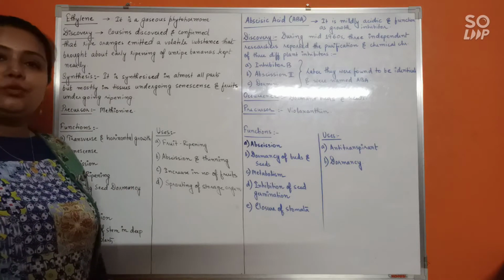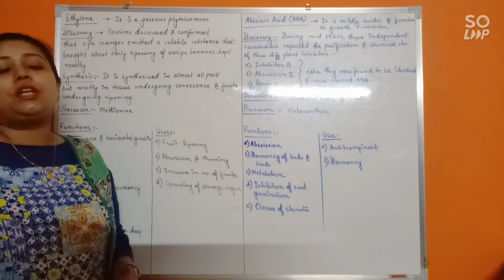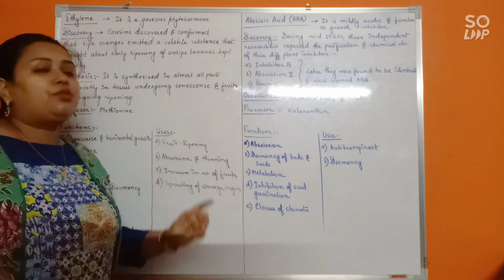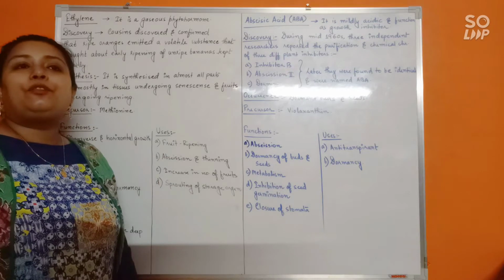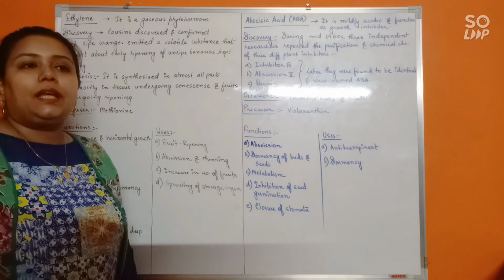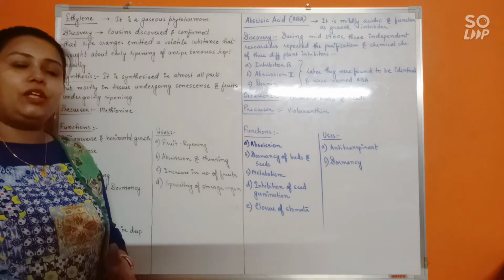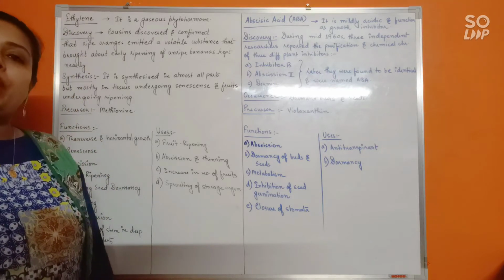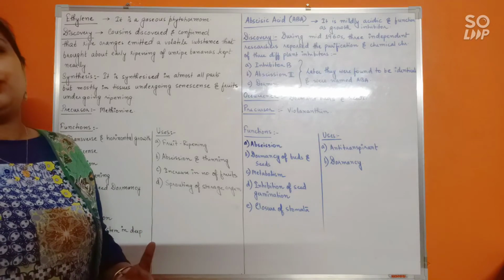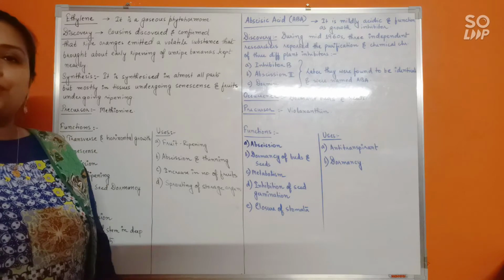Now moving to the usage. The most important usage of ethylene that is commercially very beneficial is fruit ripening. Now, fruits like mango, banana, etc., are first of all transported to the godowns, where they are sprayed with ethylene, and that will promote fruit ripening.